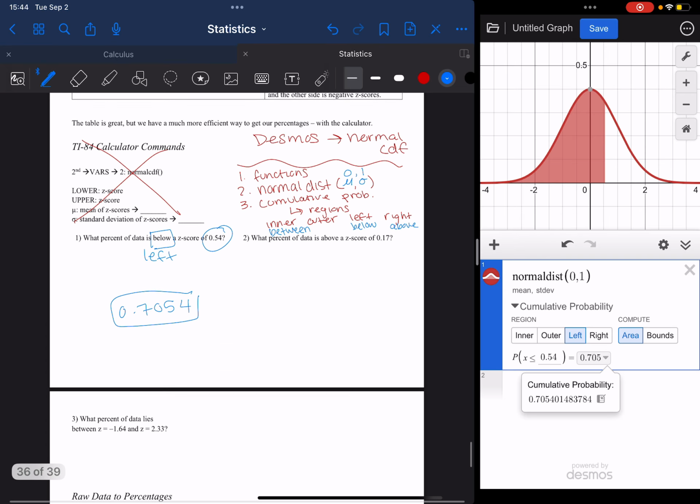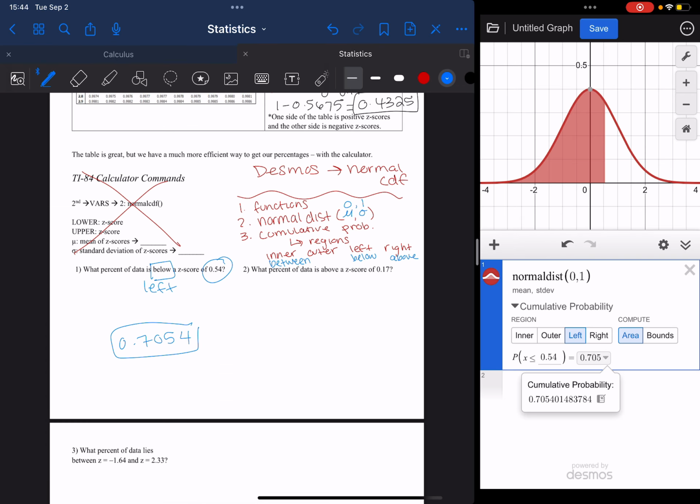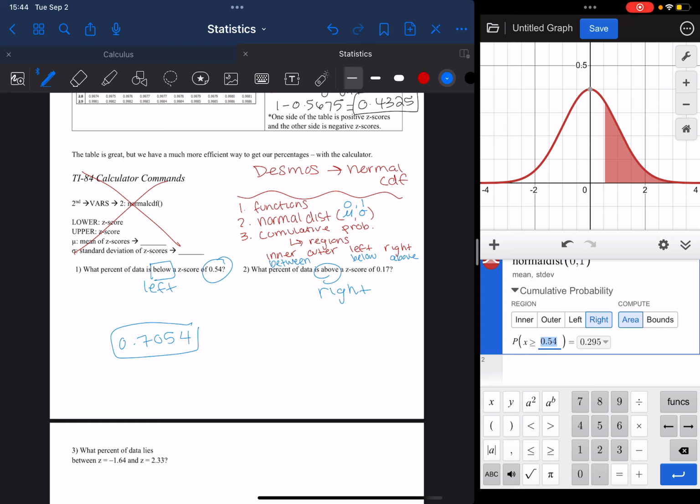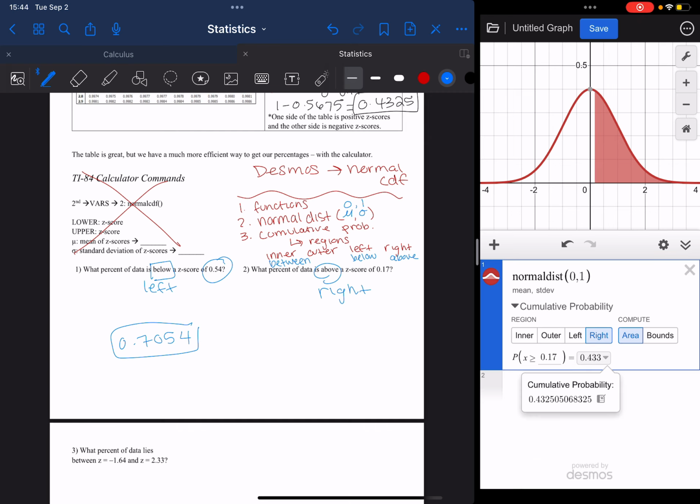Okay. And then I'm going to do the same thing for 2. So in this case it says above, so I'm going to go to the right. So I don't have to re-click anything. I'm just going to go to right, and I'm going to re-put this number. So instead of 0.54, I'm going to put 0.17. Hit the drop down because I went about 4 decimal places, so I get 0.4325. That's my answer.